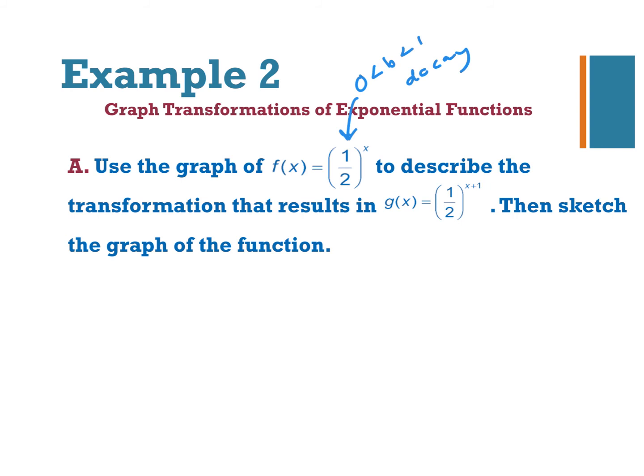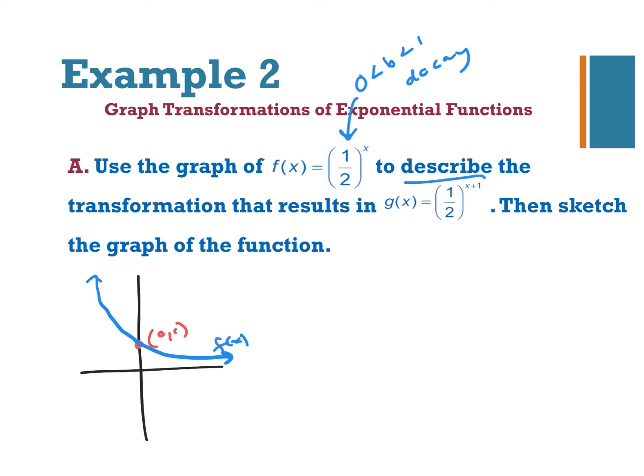So if I were to do a rough sketch of this, the y-intercept, if I sub in 0, would still be at 0, 1 there. And then a decay function is going to look roughly like this. So that's what the original f of x would look like in blue here.